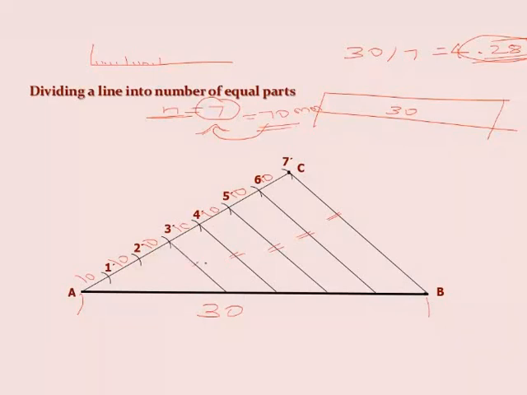If you do like this, the original line will be divided into 7 parts, like 1, 2, 3, 4, 5, 6, and 7. This is the way, and this is called the method of dividing a line into n equal parts. Using this, you can divide any length of line into any number of parts. Is that clear?